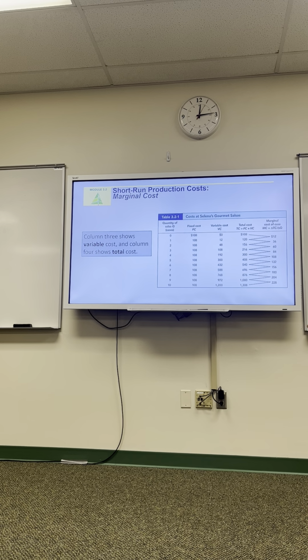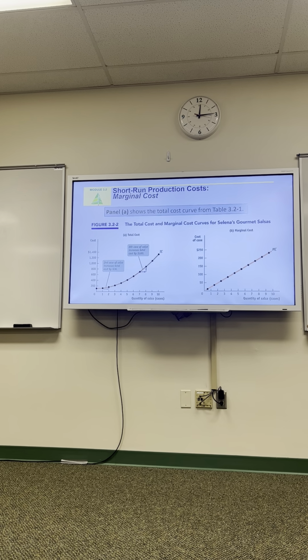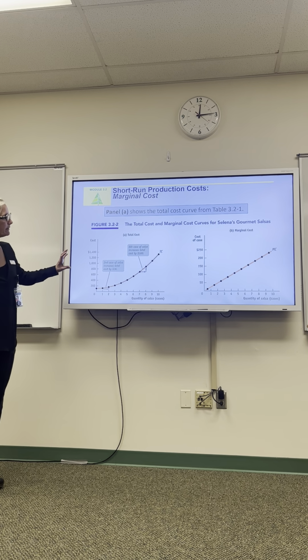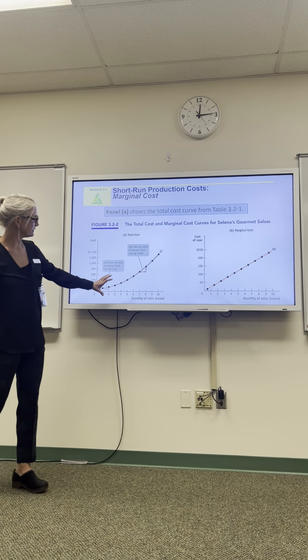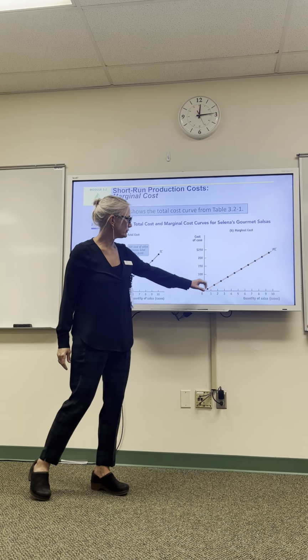Variable cost in column 4 shows total cost. And then marginal cost. Again, you're looking at the change in total cost divided by the change in output. Luckily, in this example, it's only increasing by 1 unit at a time. And so there you go. This is a total cost curve. This is the marginal cost.